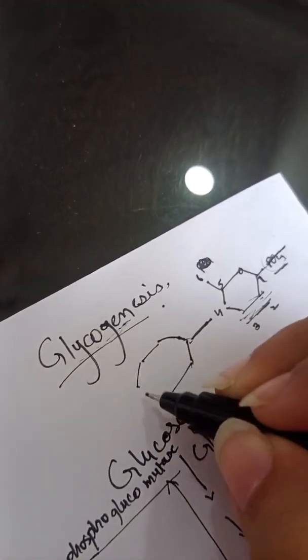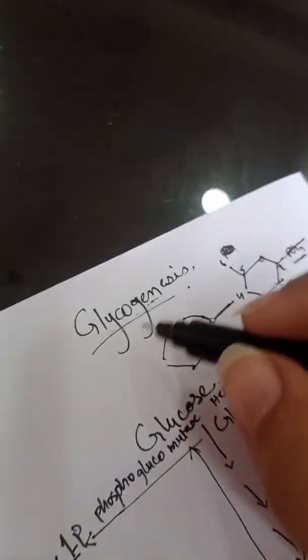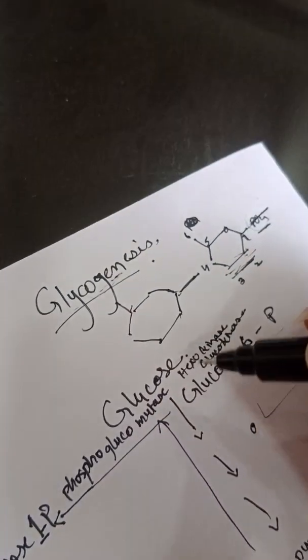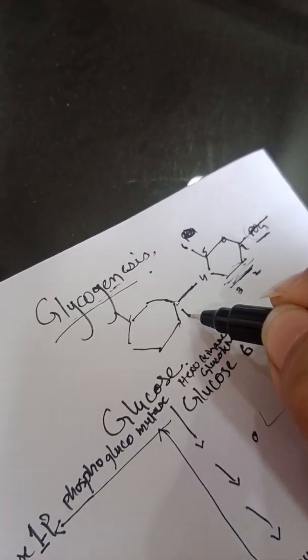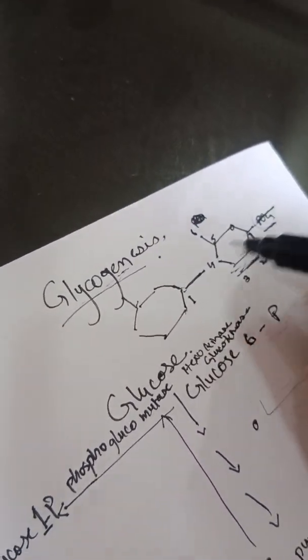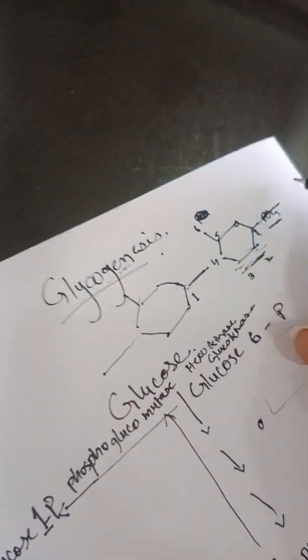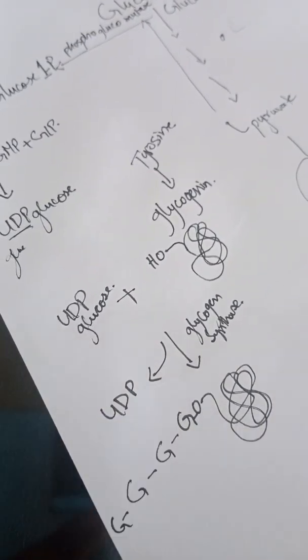At position number 4, the first carbon of the next glucose will come and attach. So this is the alpha 1,4 bonding. Alpha 1,4 bonding will only be linear. Okay, so here we have the linear chain.